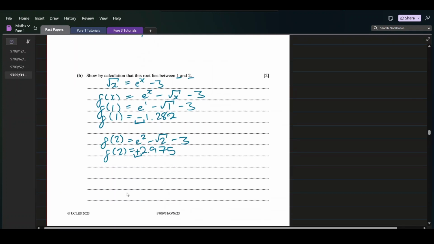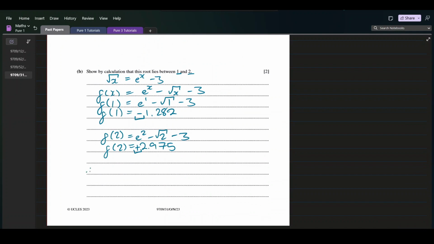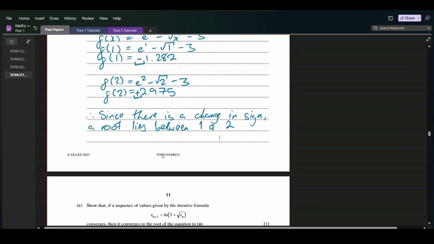Therefore, we can conclude that, since there is a change in sign, a root lies between 1 and 2, and this would be our final answer.